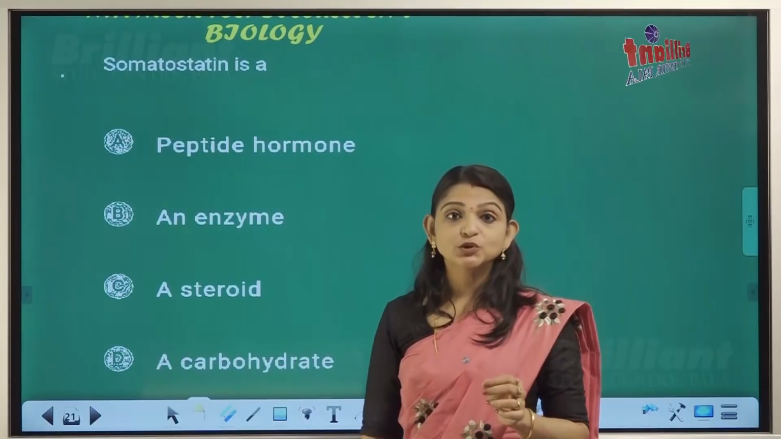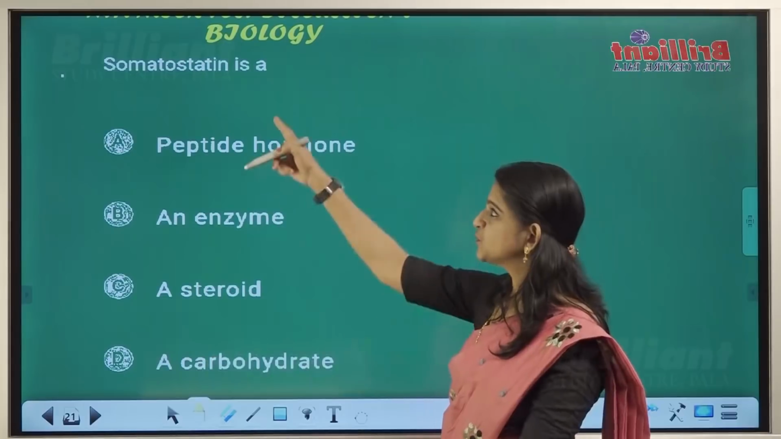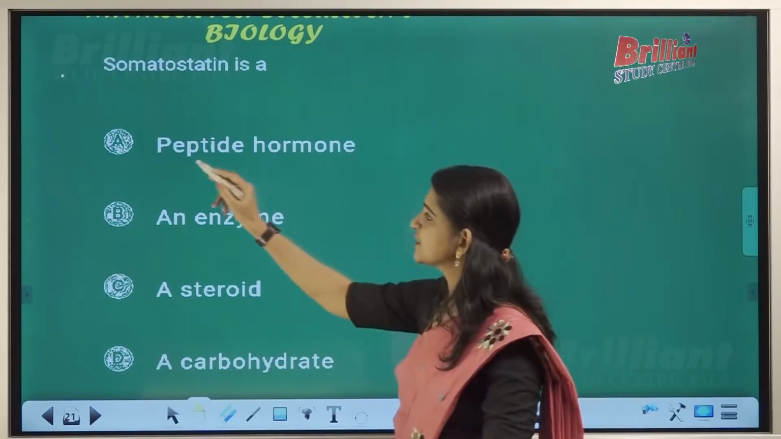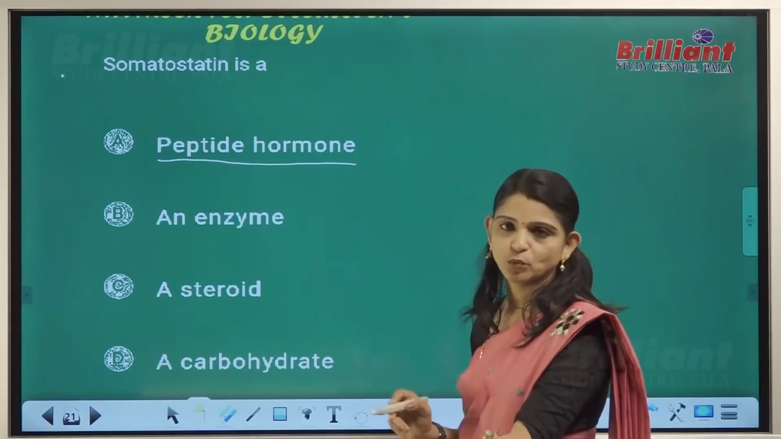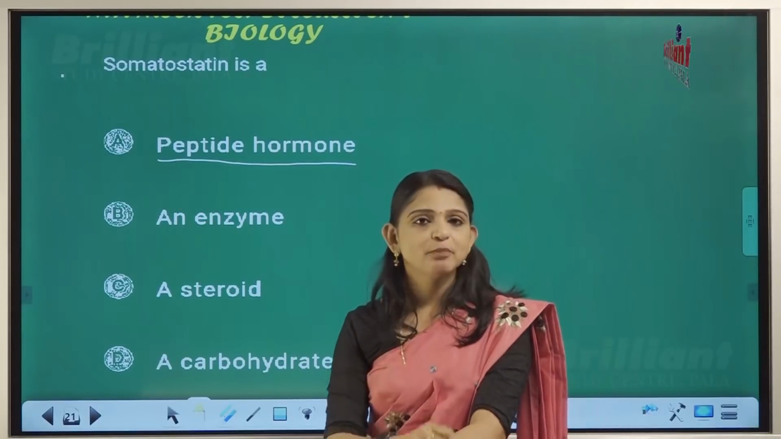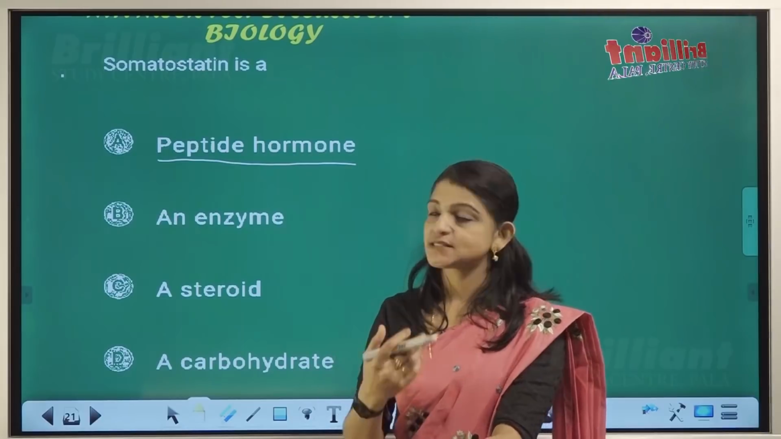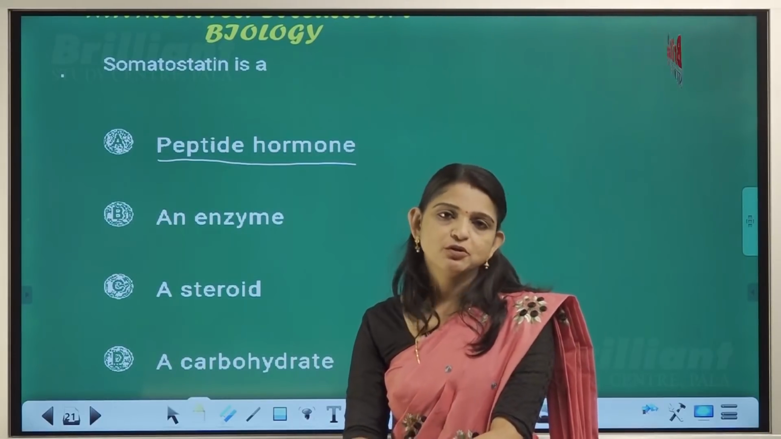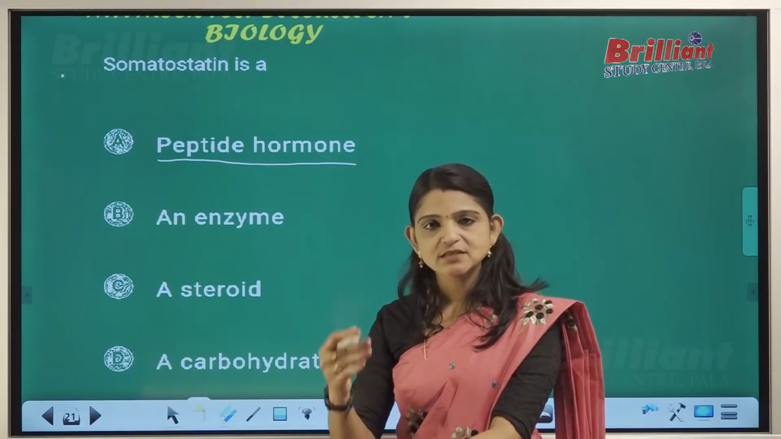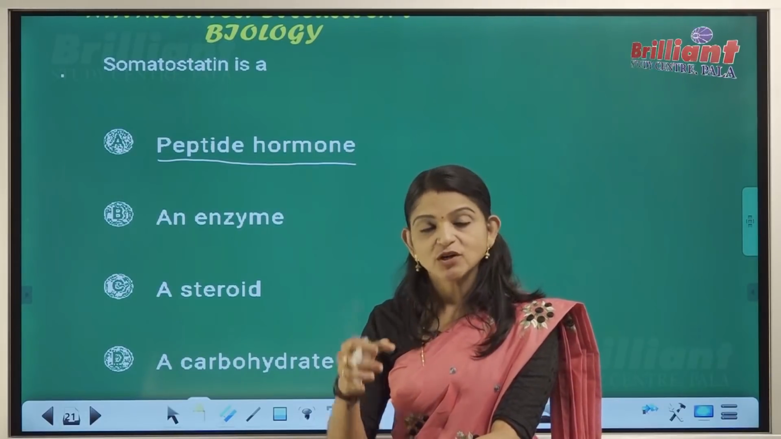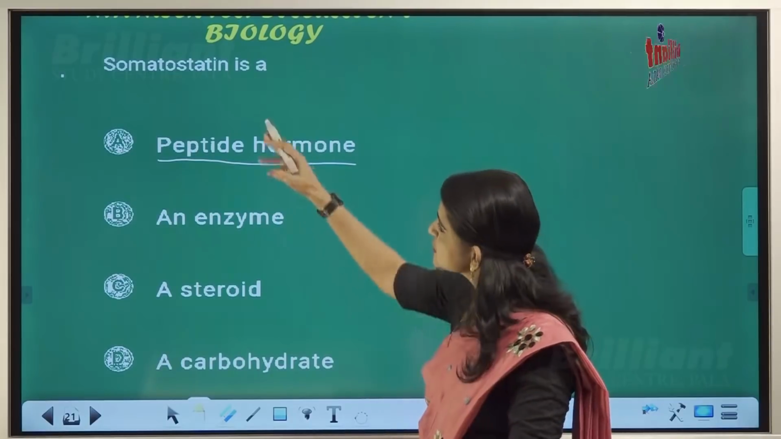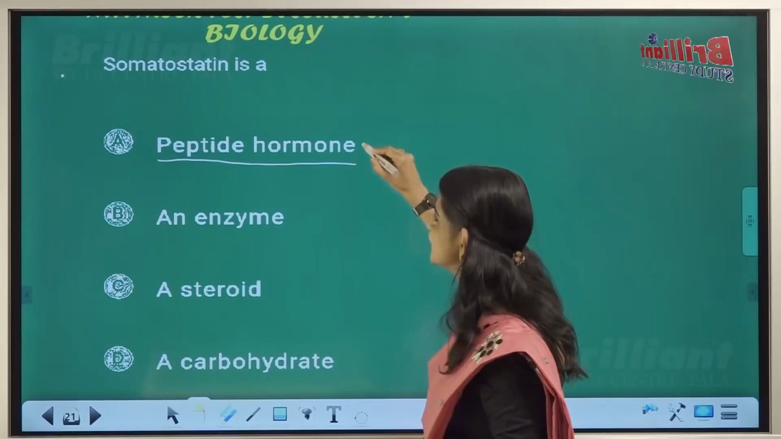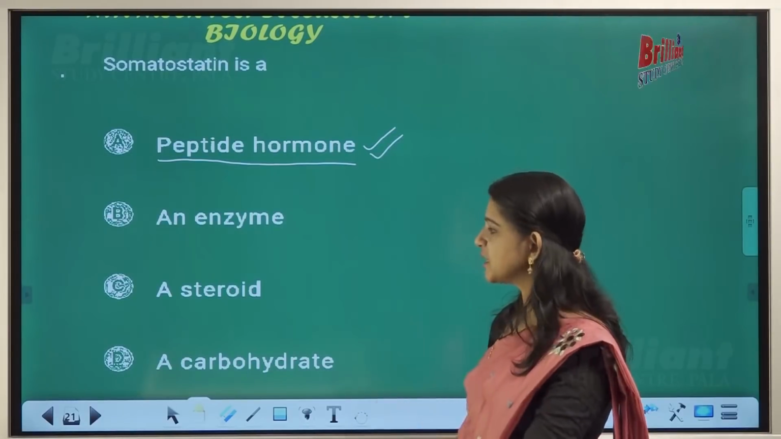Next one. Somatostatin is growth hormone. That is what it is. It is actually a peptide hormone. When you studied the endocrine system, you learned that different types of hormones are there: peptide hormones, steroid hormones, likewise different natures based on what they are made up of. So somatostatin is a peptide hormone. There is nothing much to explain.